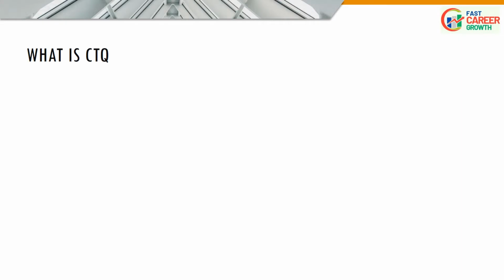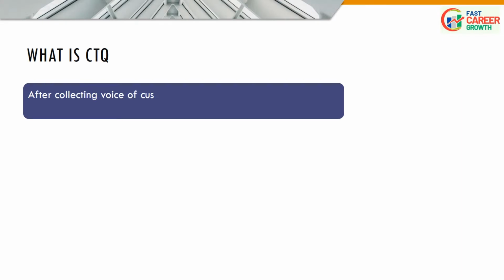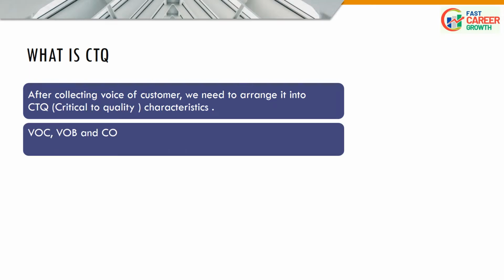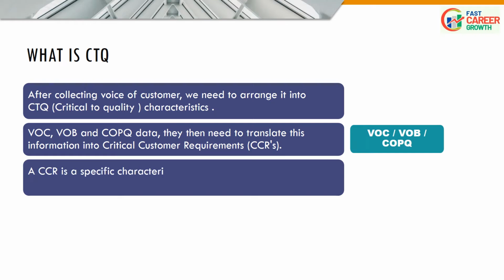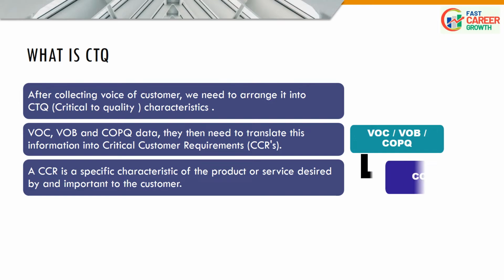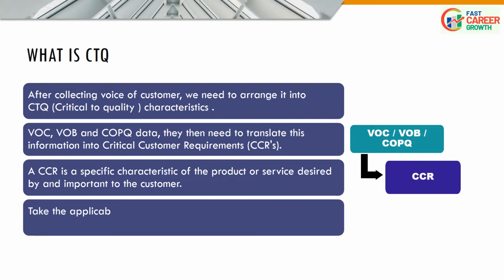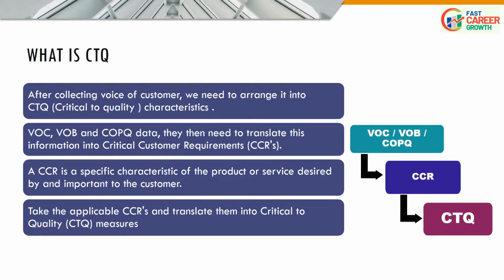What is CTQ? After collecting voice of customer, we need to arrange it into CTQ, critical to quality, characteristics. VOC, VOB and COPQ data then need to be translated into critical customer requirements, CCRs. A CCR is a specific characteristic of the product or service desired by and important to the customer. Take the applicable CCRs and translate them into critical to quality CTQ measures.